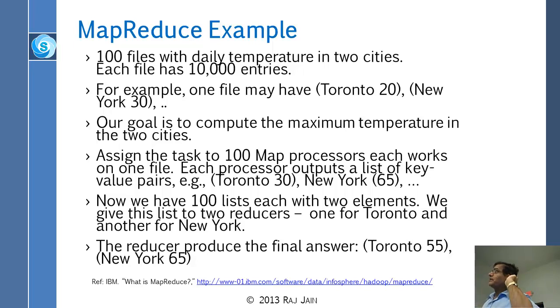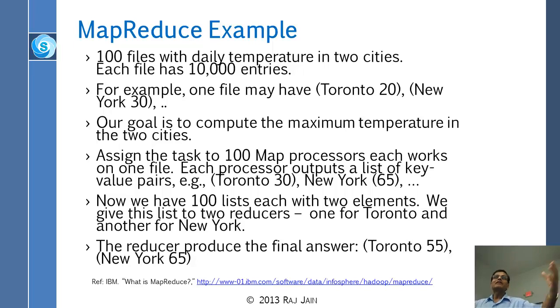Our goal is to compute the maximum temperature in the two cities. Assign the task to 100 map processors. Each works on one file, because there are 100 files. Each processor outputs a list of key value pairs. So this one goes through all these 10,000 entries and comes out with two values. It says, well, in this file, the maximum Toronto was so much, maximum New York was so much. Then the other one goes through their file and sees, okay, maximum Toronto was so much, maximum New York was so much. And so on and so forth. 100 people can do this in parallel.